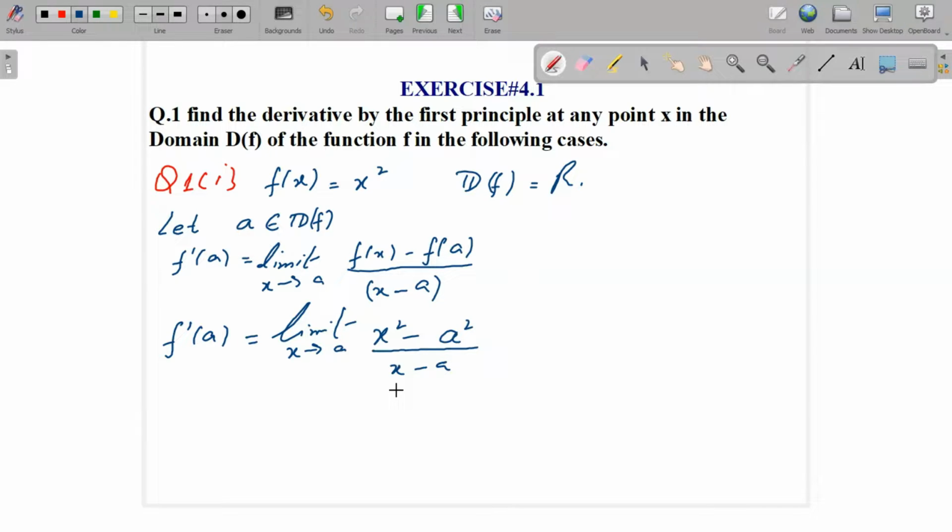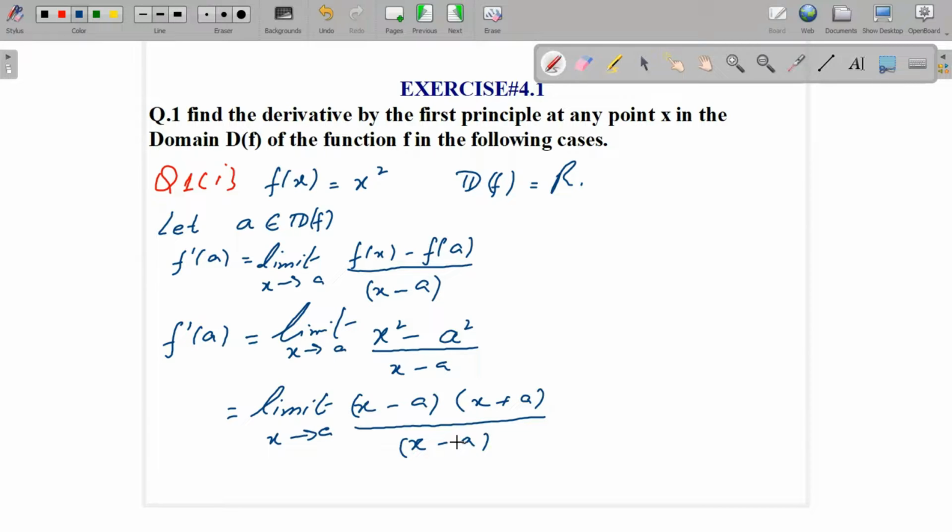Now if we apply the limit, then we have 0 upon 0, which is indeterminate. So we have to factorize it. If you look at this, it is a squared minus b squared. So this is x minus a times x plus a, divided by x minus a. If I cancel out x minus a by x minus a, then we have the limit as x approaches a of x plus a. If we apply the limit, then we will have a plus a, which is equal to 2a.